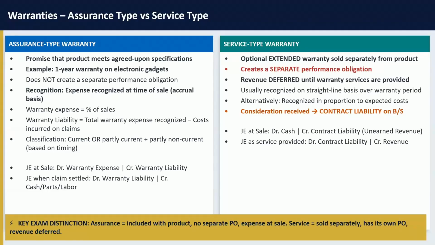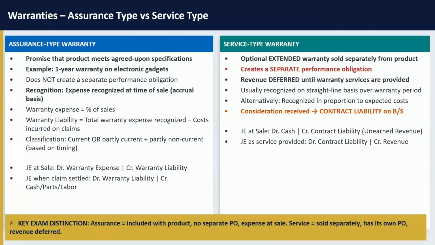And when it comes to accounting, you will be recording the warranty expenses on the percentage of sales. Okay, on the percentage of sales, in the sense they will give you such as warranty expense will be 2% of sales. 2% of sales will be your assurance type warranty expense. So expense completely you will be recording in the same period.